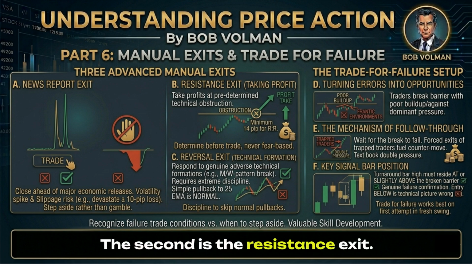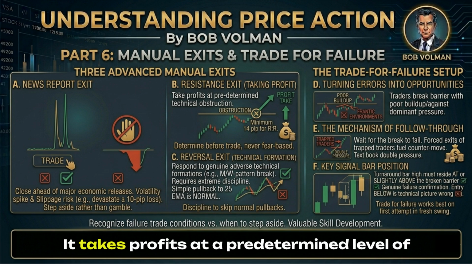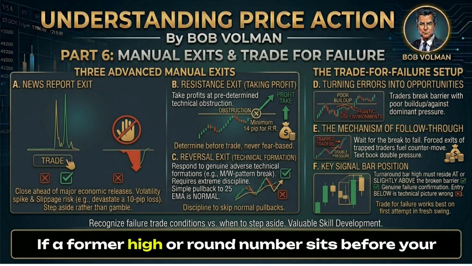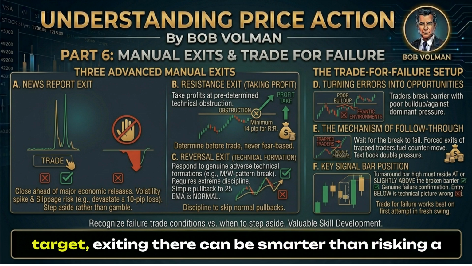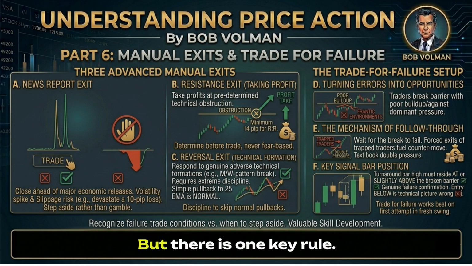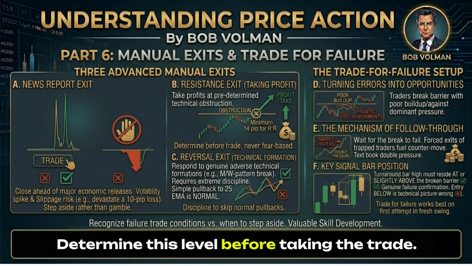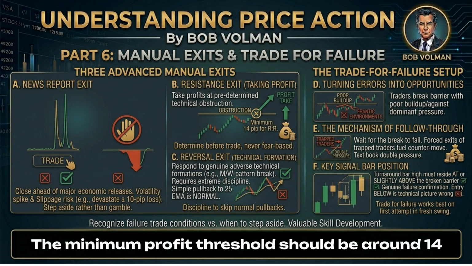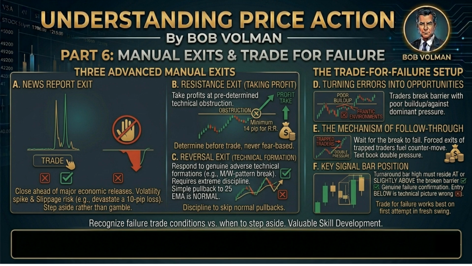The second is the resistance exit. It takes profits at a predetermined level of obstruction. If a former high or round number sits before your target, exiting there can be smarter than risking a reversal. But there is one key rule: determine this level before taking the trade. Never as a fear-based reaction during the trade. The minimum profit threshold should be around 14 pip.